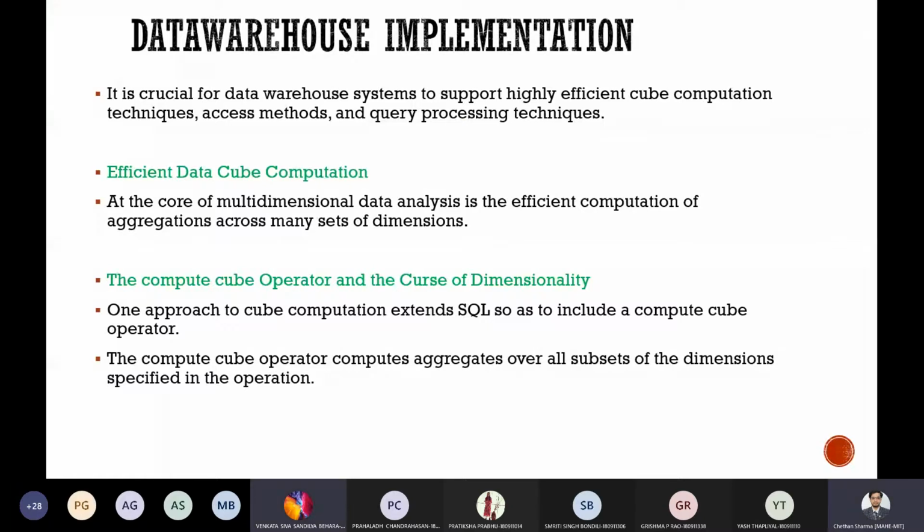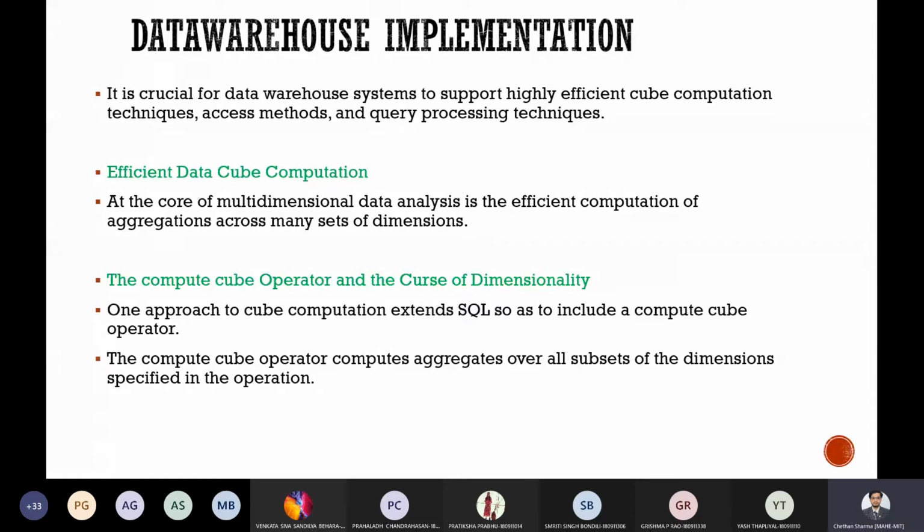This is the last part of chapter 4. So maybe we will be able to complete it in the next 1 hour. Okay, so let's start. Last class, I had told you about online analytical processing and the multi-dimensional data mining part, and we discussed the applications of data warehouse like information processing, analytical processing, and data mining. Now we'll move forward to data warehouse implementation.